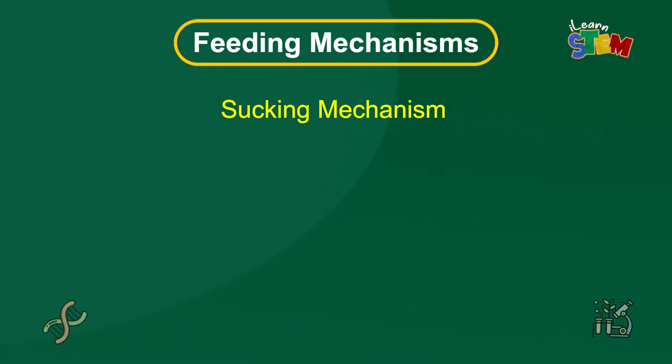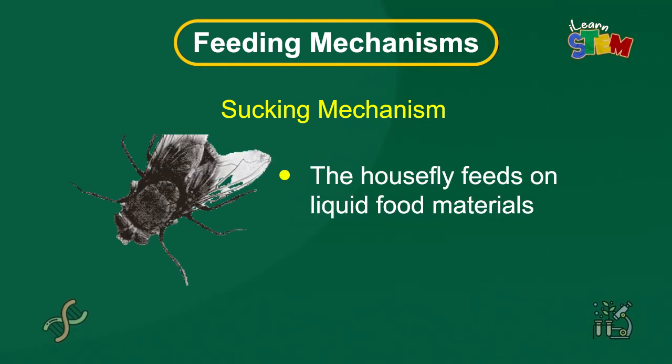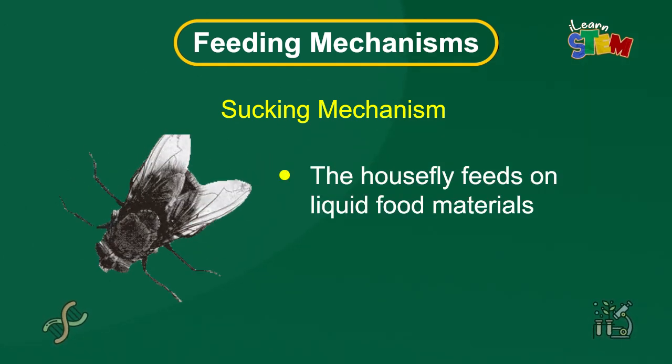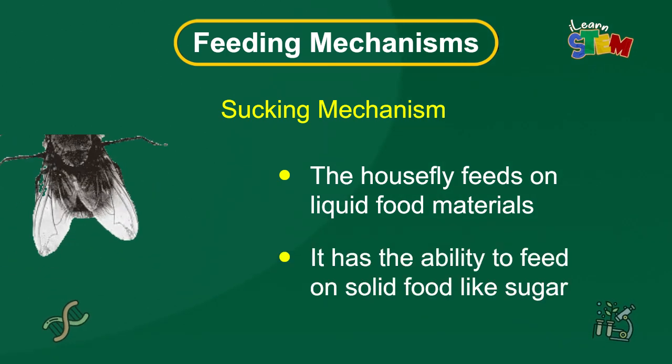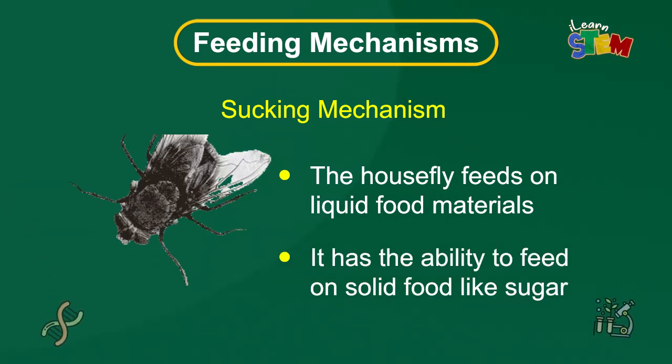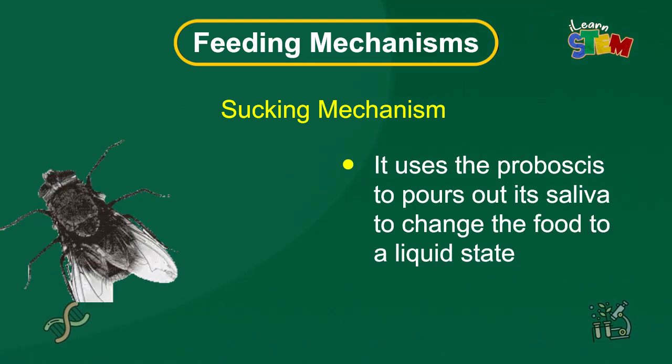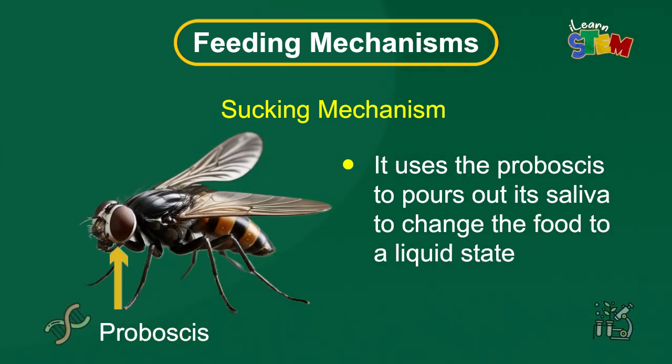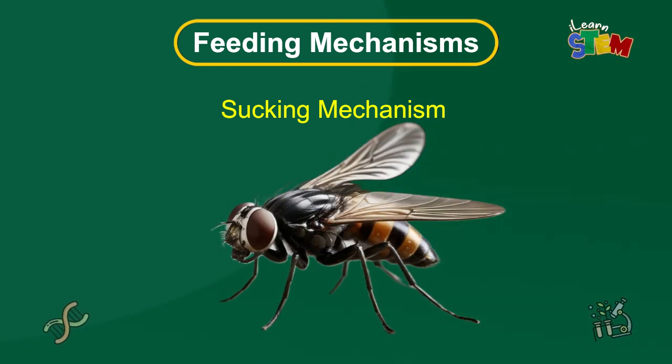We will move on to the housefly. The housefly feeds on liquid food materials. It also can feed on solid food, like sugar. But first, it uses the proboscis to pour out its saliva to change the food to a liquid state. It possesses enlarged labella, which are sucking structures that aid rapid absorption of liquid food into the mouth.